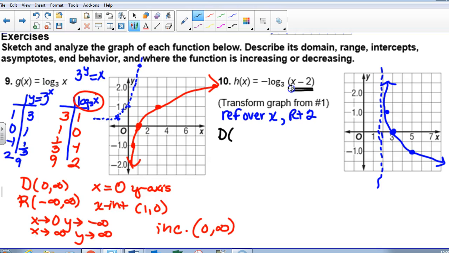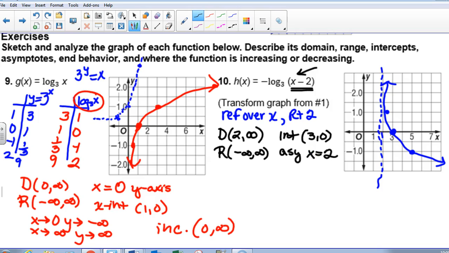You can't take the log of a negative number, so think about that. It can only be 2 or bigger, right? Whoops, that's supposed to be an infinity. The range is negative infinity to infinity, good. The intercepts had one at (3, 0). Asymptote at x equals 2. Very good, because it shifted to the right 2. That was our undefined place.